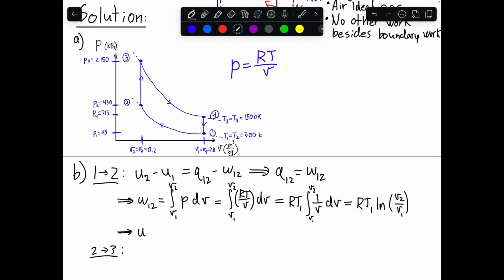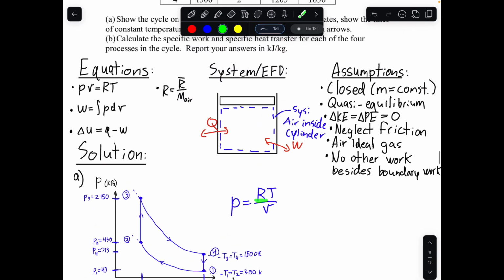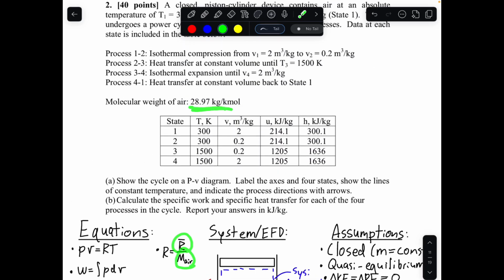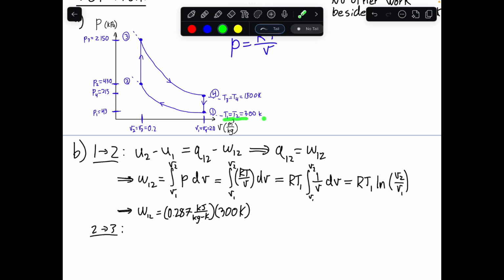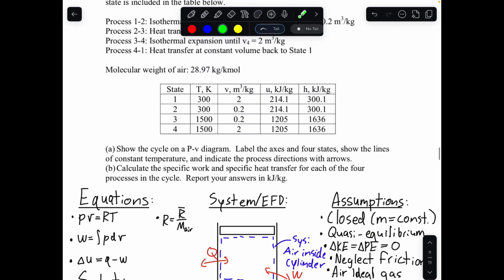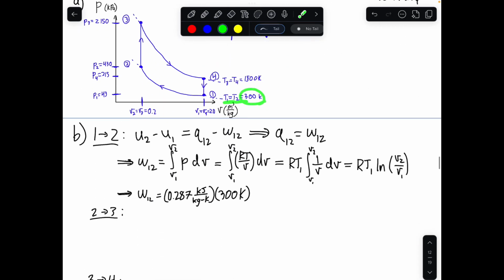Work from 1 to 2 should be equal to R, which we solved for in part 1. If you don't remember, we use this equation, R bar over the molecular weight of air, which they give us up here, but if you don't remember, it is 0.287 kilojoules per kilogram Kelvin, times our temperature, which is 300 Kelvin. Here at state 1 and state 2, remember it's just 300. You can see it in the table as well. The temperature doesn't change from 1 to 2.